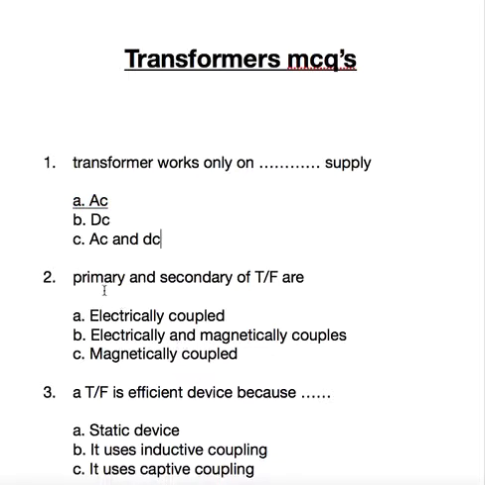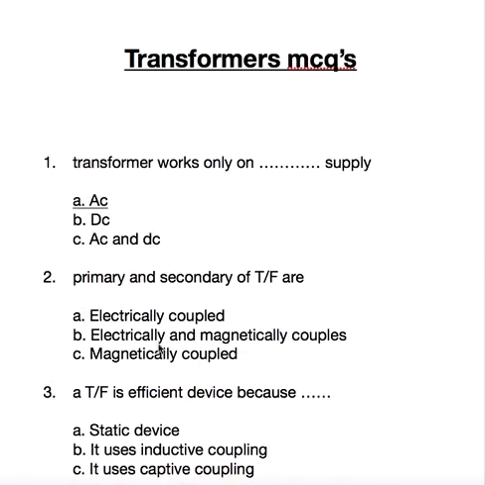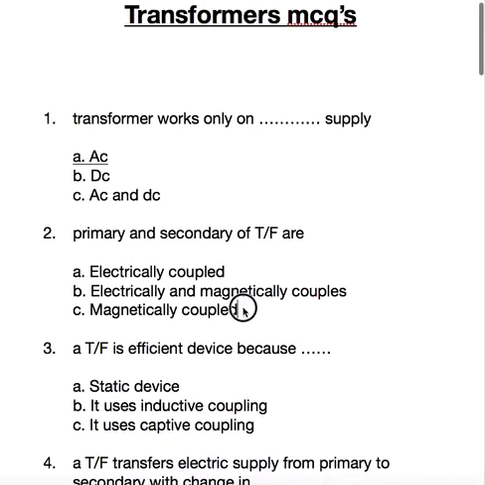Next question. Primary and secondary of a transformer are: electrically coupled, electrically and magnetically coupled, or magnetically coupled. Here we can see this in this image. This is the primary winding and this is the secondary winding. They are not physically, that is electrically, connected, but they are connected through flux, which is a magnetic path. So we can say they are magnetically coupled. The answer is magnetically coupled.